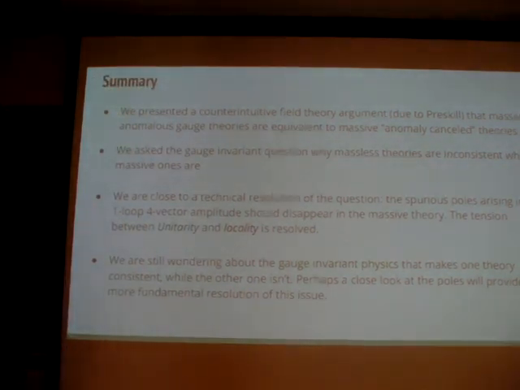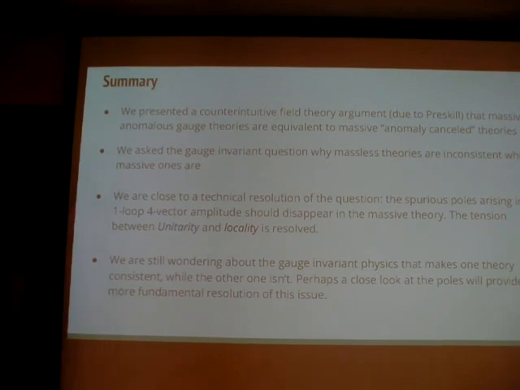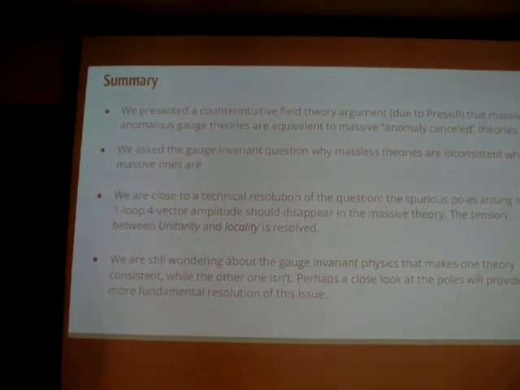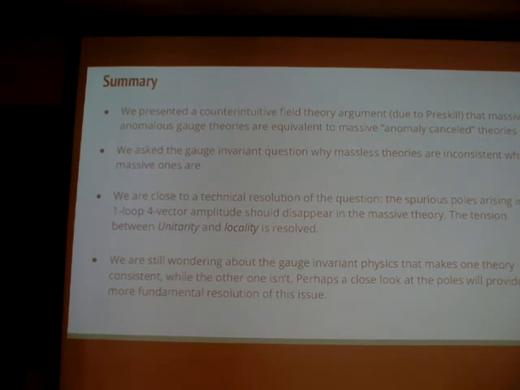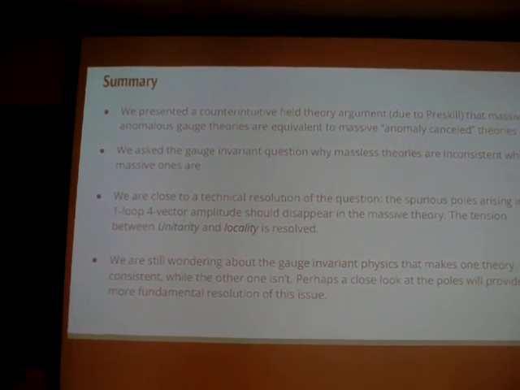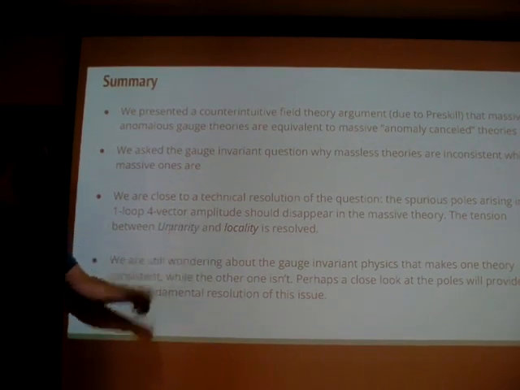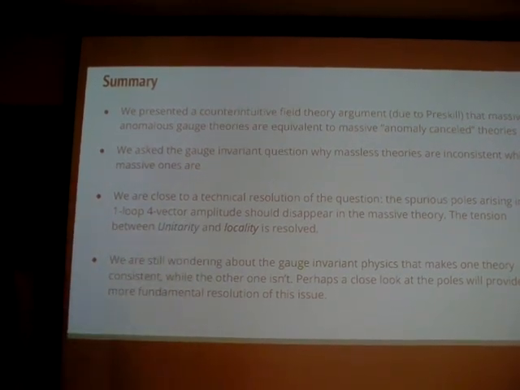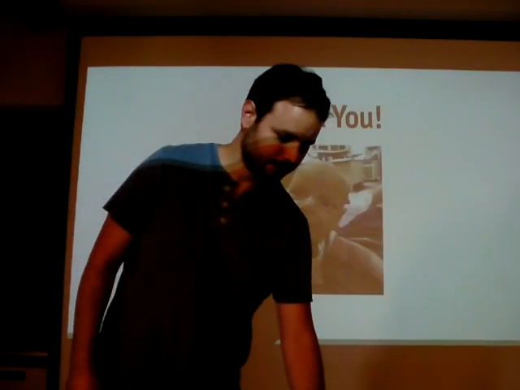Summary. So the field theory side is that anomalous EFTs can be quantized in a consistent way. We saw it from the field theory perspective, but you can also potentially see it from an on-shell perspective. In the massless theories, the tension arises between unitarity and locality, and not unitarity and Lorentz invariance, at least from the on-shell perspective. That's basically what I have to say.